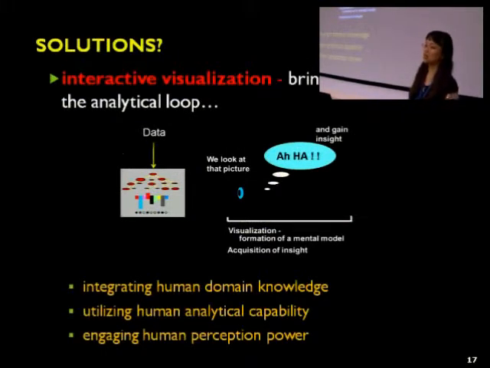To improve the efficiency, one of the solutions is integrating interactive visualization. By interactive visualization, you allow the human analyst to play around with not just the data, but also the data mining algorithms, as well as the data mining result, iteratively. This way you can integrate human domain knowledge and utilize human analytical capability, as well as engage human perception power while you're showing them the visualization result of either your data or the data mining result.